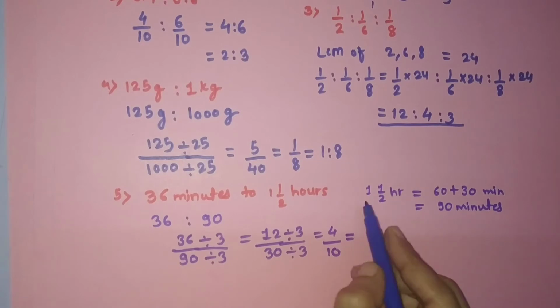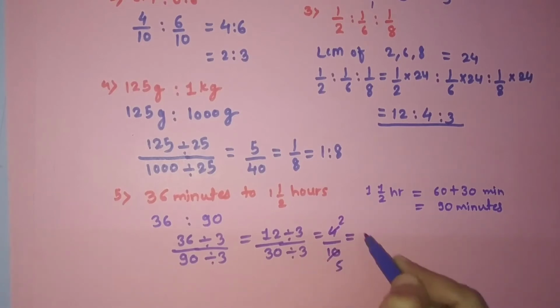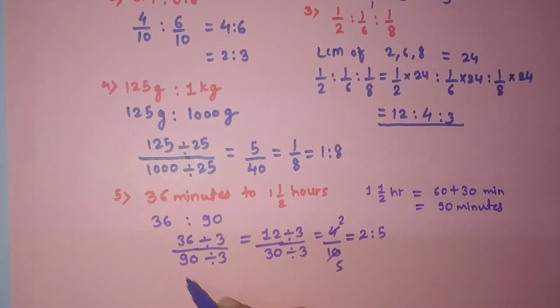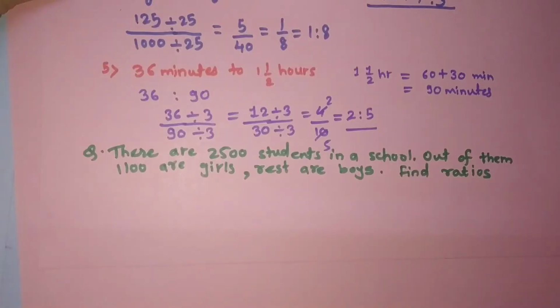So now you can simplify here. 2 2s are 4, 2 5s are 10. So finally we'll get 2 is to 5. Otherwise, directly you can go for 18 2s are 36, 18 5s are 90. So this 2 is to 5 is the simplified form of this ratio.